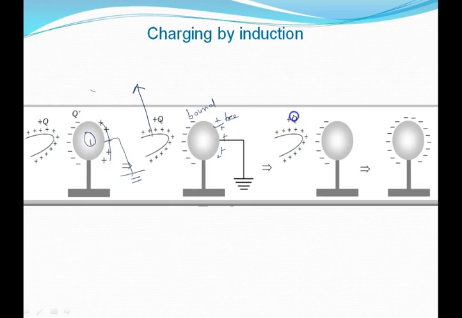Now when I disconnect it, in the third diagram, you are disconnecting it. Now what will happen? The bound charge will remain here. And now you take this body far away, this charge will be uniformly distributed. So what is important here? You have charged the body with the help of induction. Induction means without physical contact. Now one thing is very, very important here.